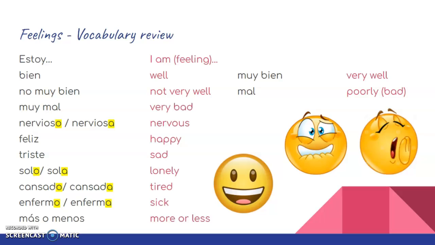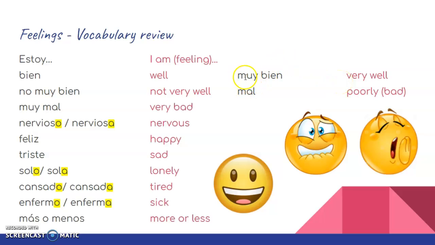So we're going to talk about feelings. And we've talked about a little bit so far. You've had to do a web quest and look up some words and pictures and emojis about feelings. And so here are some of our words. So if I say estoy, that means I am. Like I am feeling. Yo estoy bien. I'm well. I'm doing good. Estoy muy bien. So here's bien. Estoy muy bien. I'm doing very well.